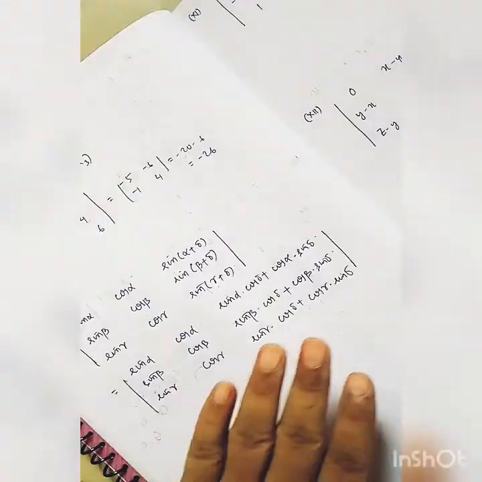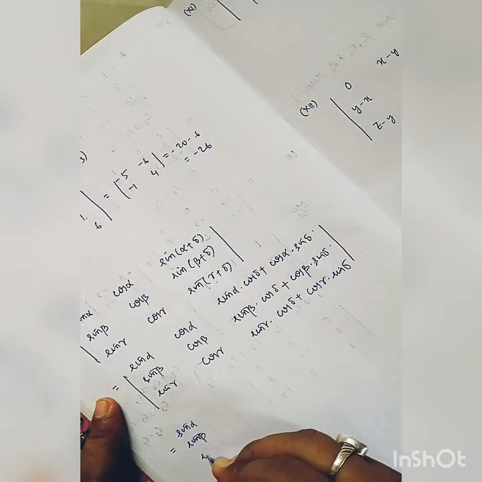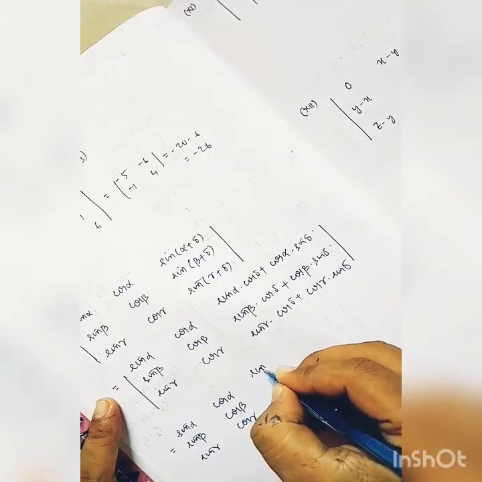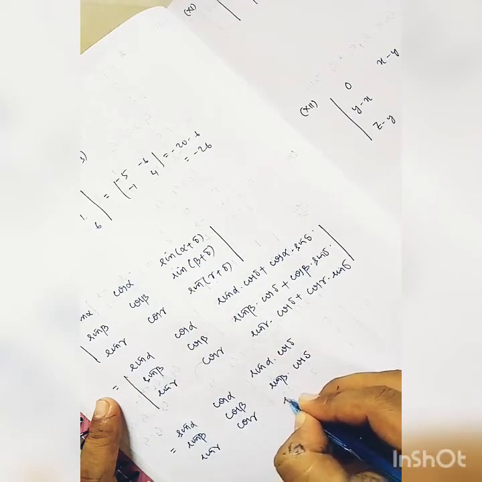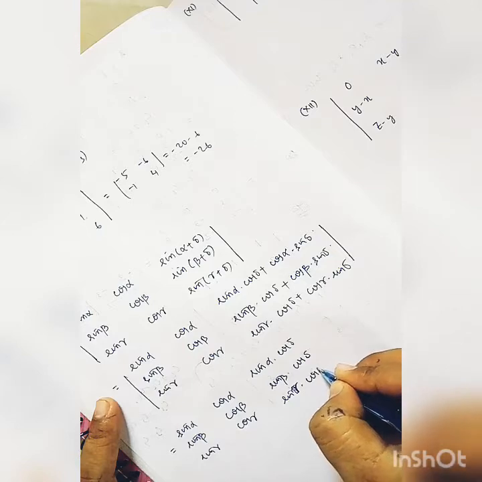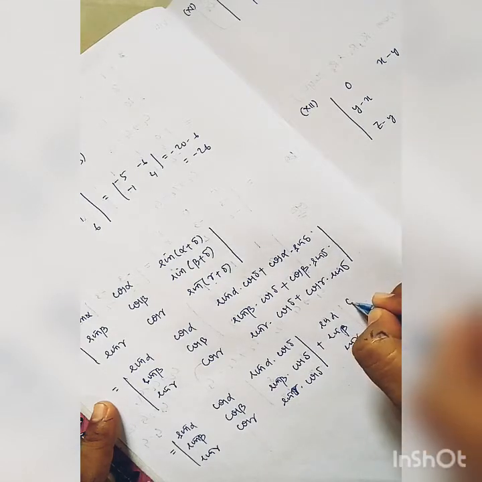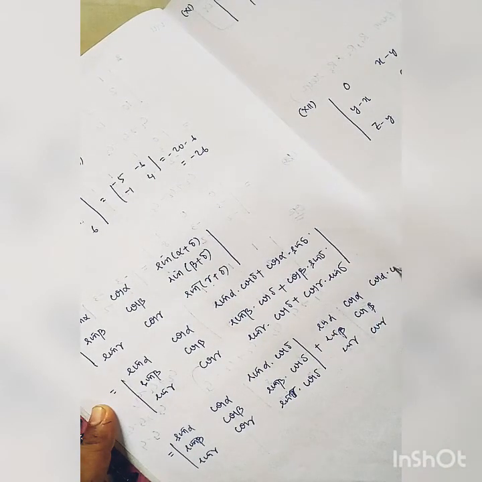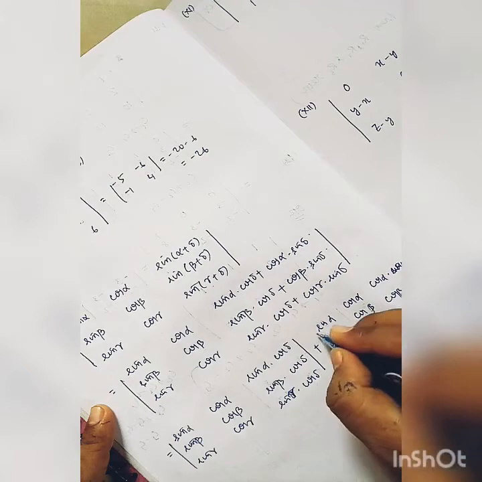By using the sum property, this determinant can be expressed as the sum of two determinants, that is sin alpha, sin beta, sin gamma, cos alpha, cos beta, cos gamma, sin alpha cos delta, sin beta cos delta, sin gamma cos delta, plus sin alpha, sin beta, sin gamma, cos alpha, cos beta, cos gamma, cos alpha sin delta, cos beta sin delta, cos gamma sin delta.